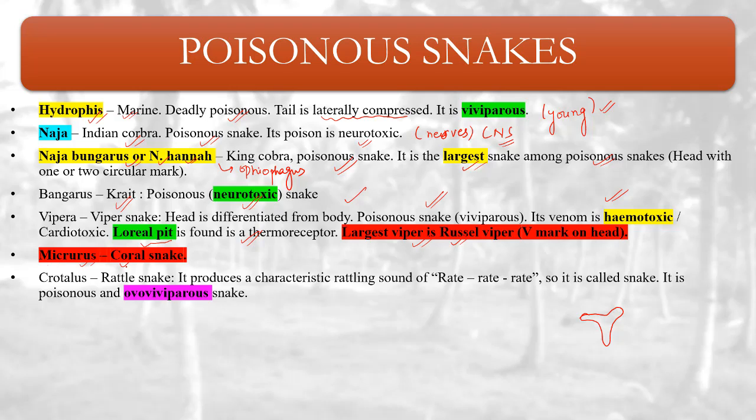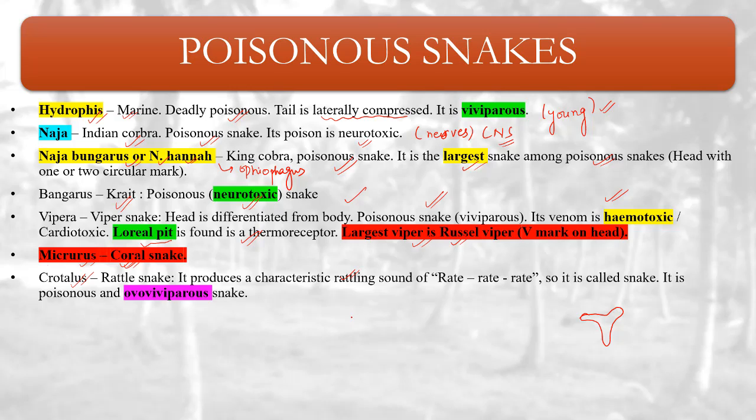Micrurus, coral snake, it is also poisonous. Crotalus, rattlesnake, it is also poisonous. It produces a characteristic rattling sound, which is why it is called a rattlesnake. It is poisonous and ovoviviparous, meaning both egg laying and young ones laying as well.